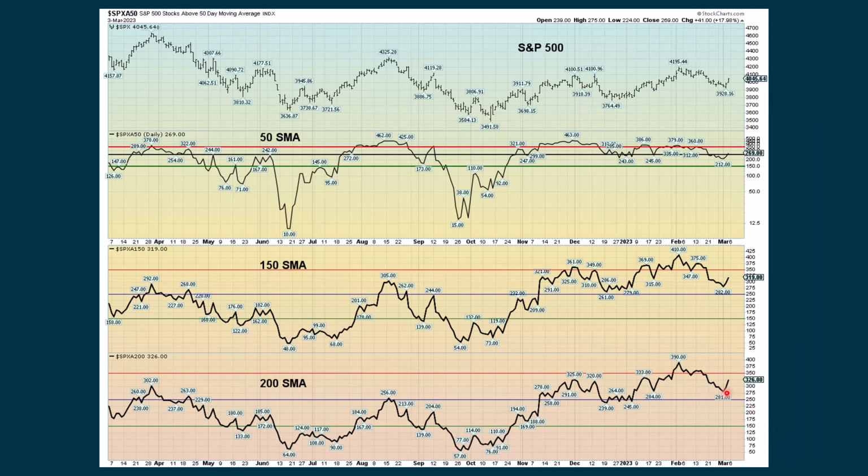This is a long-term moving average study. I keep the 50 period on the top just as a reference point, but then we look at the 150 and 200, where we're turning back up with both of these and not giving an extreme positive reading. So this is turning back to be more positive.